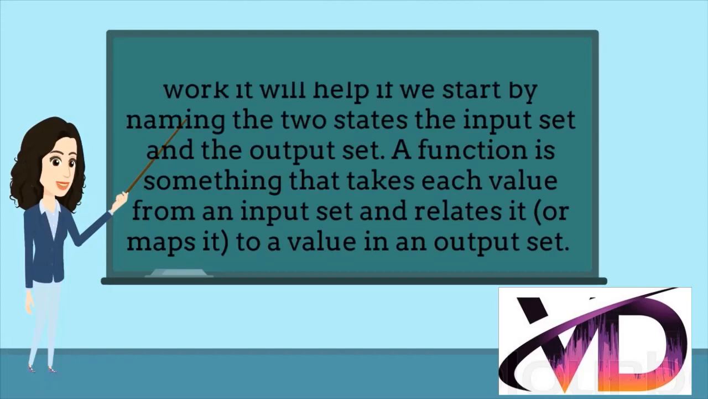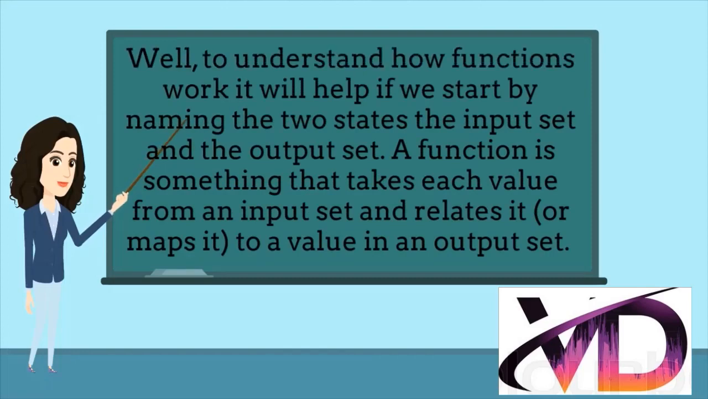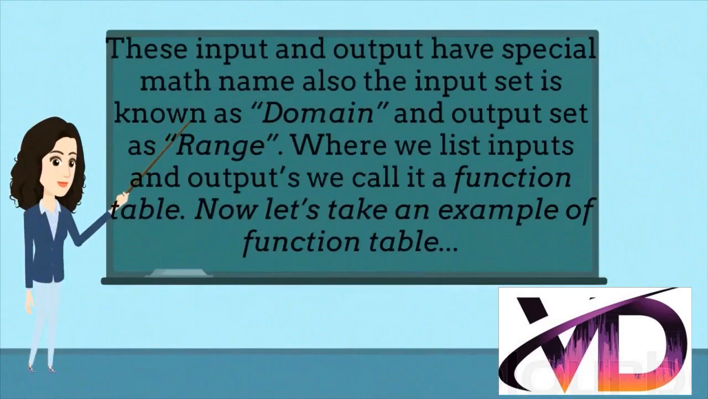Well, to understand how functions work, it will help if we start by naming two sets, the input set and the output set. A function is something that takes each value from an input set and relates it, or maps it, to a value in an output set. These inputs and outputs have special math names. The input set is known as the domain and the output set as the range. When we list inputs and outputs, we call it a function table.